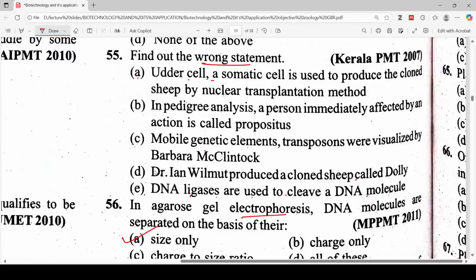The wrong statement here is option E, because DNA ligase is not used to cleave the DNA. It is used to join two DNA fragments.